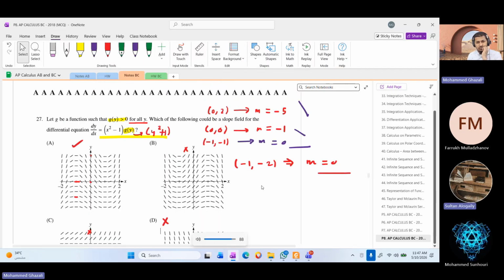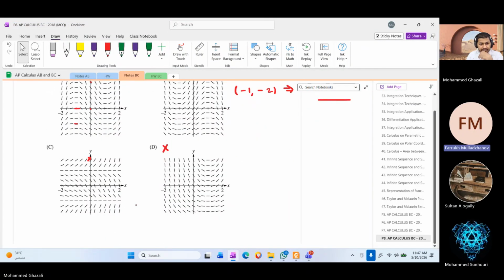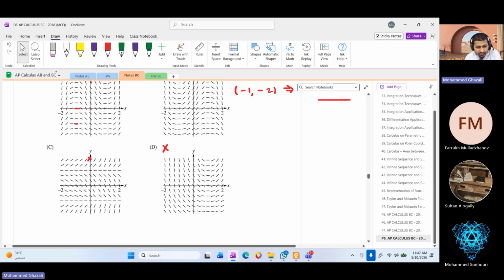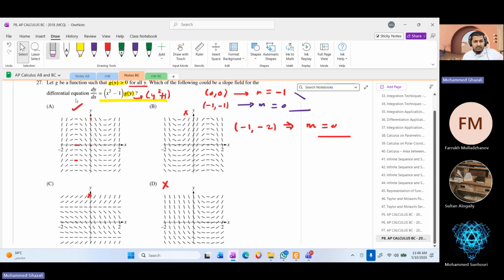So option A correlates with everything. How is C incorrect? Because C has flat slopes as well. Let's go to C. But not all of C is flat slopes. I rejected C over here at 2. Remember, I chose a point 0 and 2. I was supposed to get a negative answer, -5. But now at 0 and 2, it has a positive slope. See there. Yeah, I rejected C at that point.